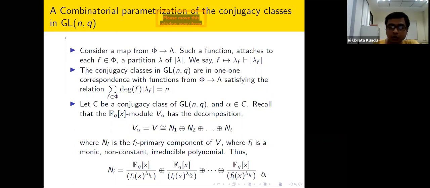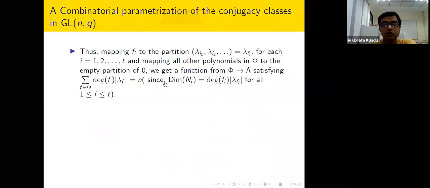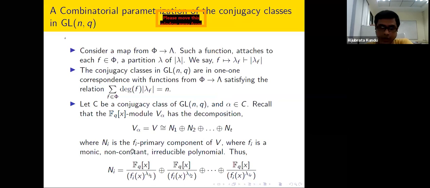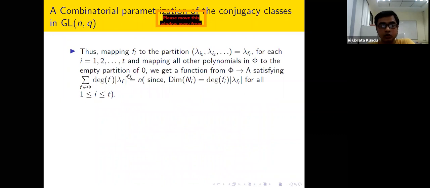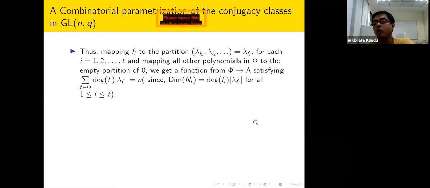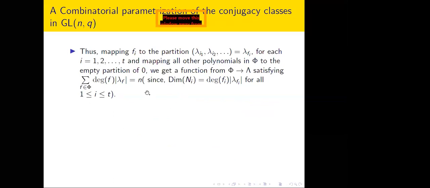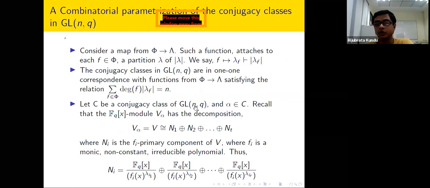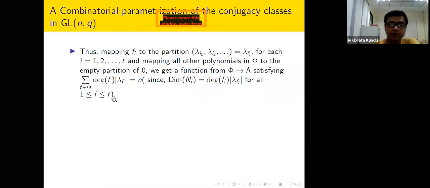This allows you to attach this data: f_i maps to the partition lambda_{f_i}, whose parts are the powers lambda_i1, lambda_i2, and so on, written in non-increasing order, for each i equals 1 to s. You map all other polynomials in Phi to the empty partition of 0, since they do not occur as primary components. So this gives you a function from capital Phi to capital Lambda satisfying this summation relation. The relation is clear, because the dimension of N_i is degree of f_i times lambda_i1 plus degree of f_i times lambda_i2 and so on, so it is degree of f_i times mod lambda_{f_i}. You sum it over all such i and you get n, the dimension of the vector space, because you are in GL(n, q). So this automatically satisfies the criterion.